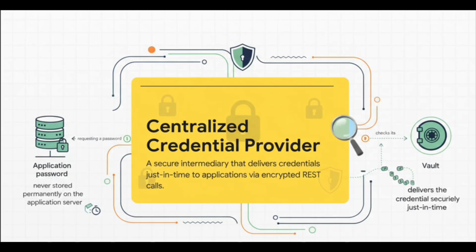The easiest way to think about the CCP is like a secure valet for your application secrets. Your app just asks the CCP for a password. The CCP then turns around, validates the app's identity, checks its permissions against the main cloud vault, and only then does it hand over the credential. The real magic here is that just-in-time delivery. The secret is never, ever written to disk on the application server. And that right there shrinks your attack surface down dramatically.